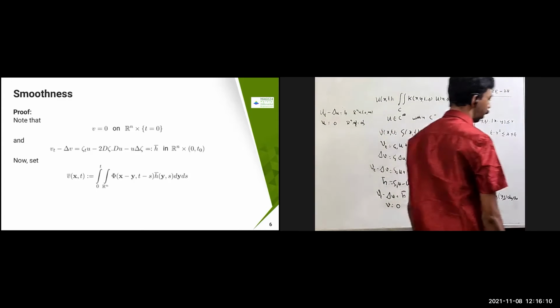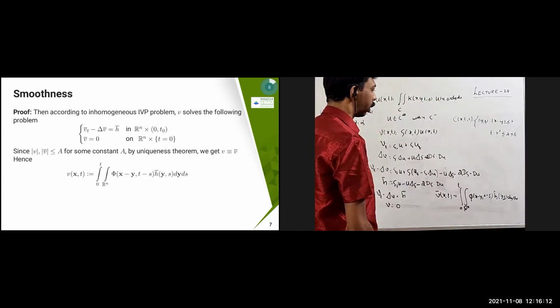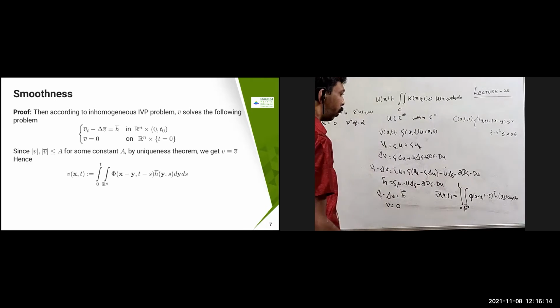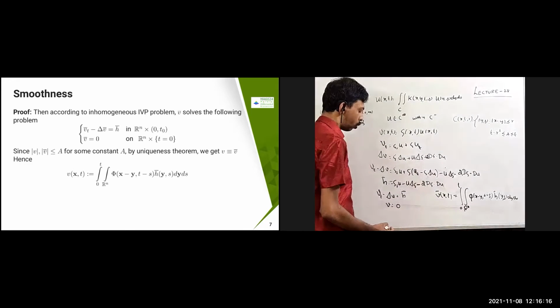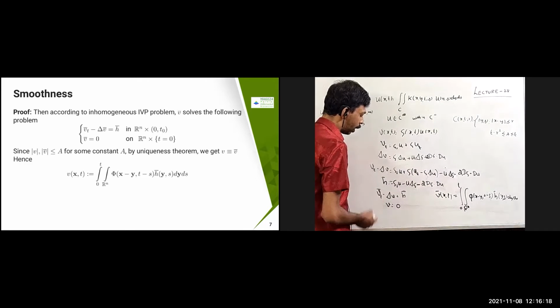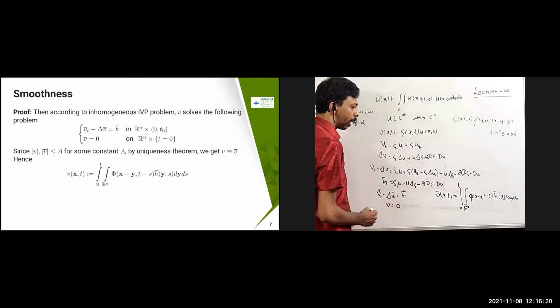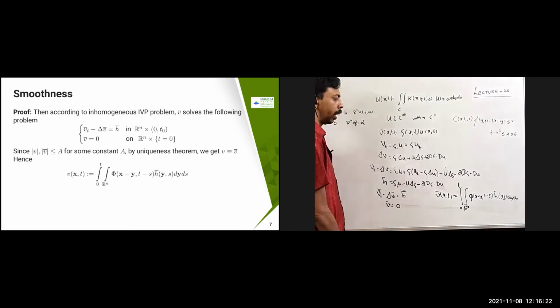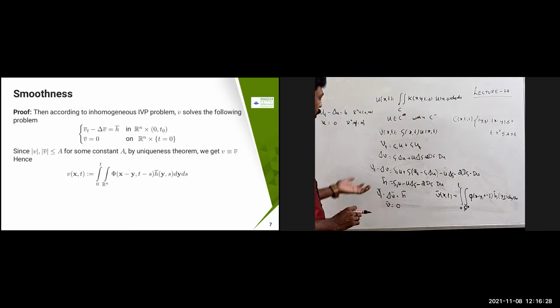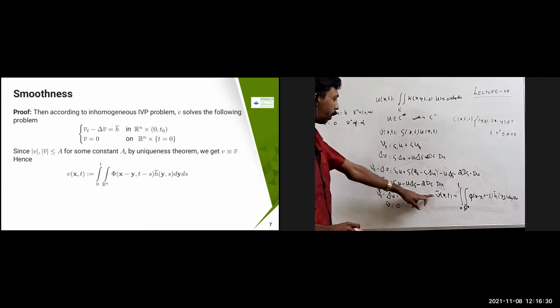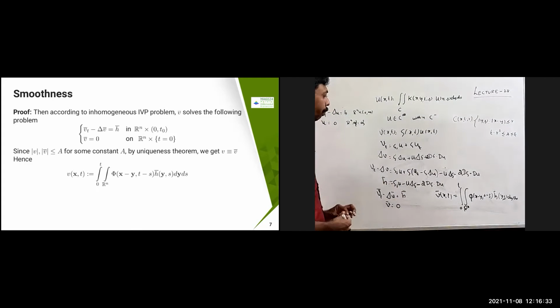Okay, so this is by the mean value property. I'm just going to set that. Then automatically this is going to satisfy, according to the inhomogeneous problem, v bar_t minus Δv bar equal to h bar, and v bar equal to 0 in this one. Okay, so now we are going to take another thing. This is going to solve this problem. If I define v bar, this is going to solve this problem.